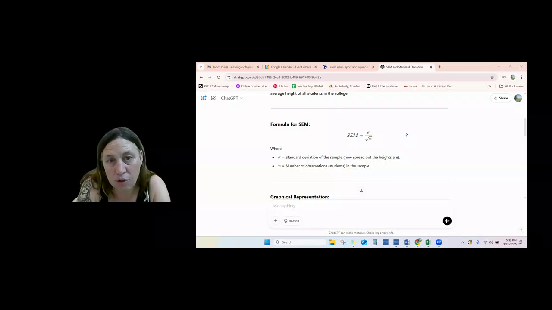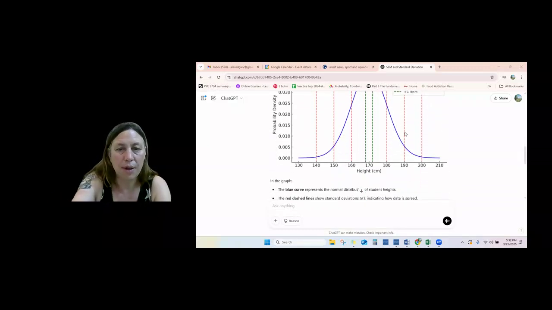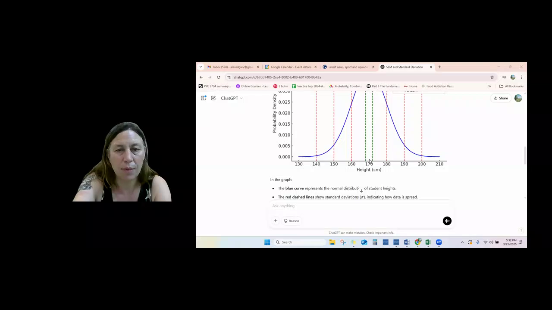The larger the sample, the smaller the standard error of the mean, and the closer that green line will be to the average. The smaller the sample, the more likely it is that our mean for the sample is going to be off and far away from the true mean.